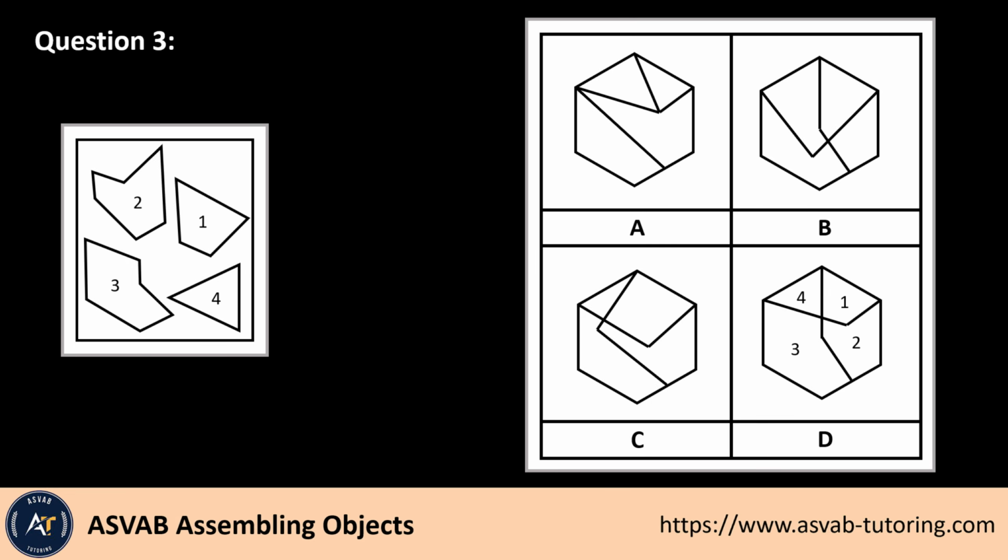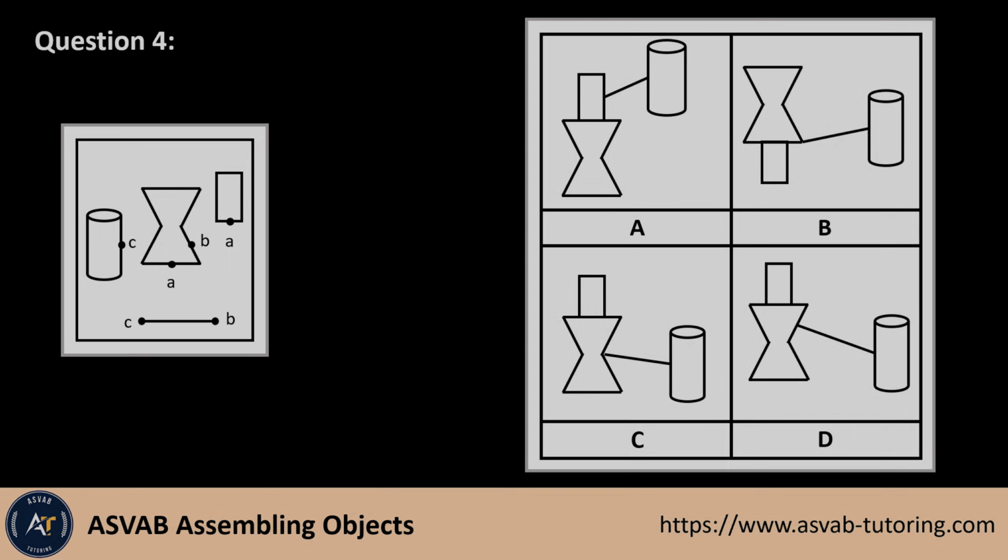Question 3. The same numbers denote similar shapes. The answer is D. Question 4. The shapes are shown by the letters where they join together. The answer is D.